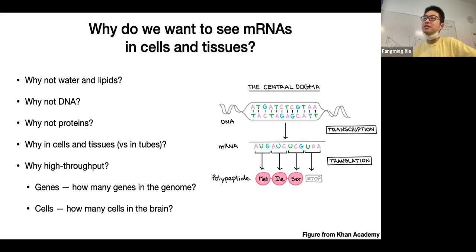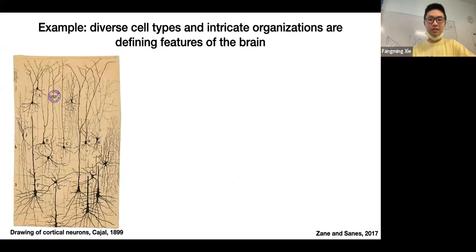Why do we need to sample a lot of cells simultaneously? Because if you think about it, the brain functions because you have a large number of neurons talking to each other. It's not a single neuron that matters for how we think and what we do. It's a lot of neurons acting together. Why do we need different genes? Because one gene would be great, but different genes would be much better because it takes a lot of genes to shape different cell types. So yeah, that's why we want to see mRNAs in cells and tissues, why we need this.